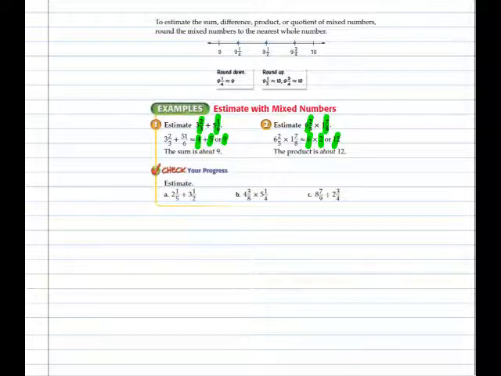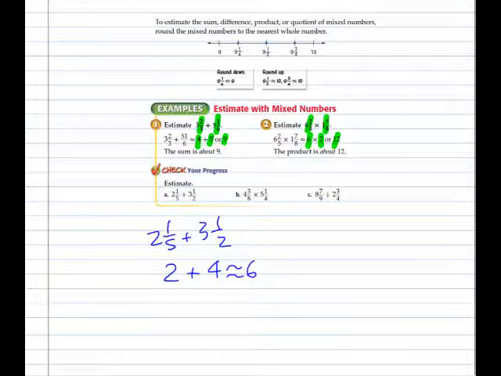In our examples, 2 1/5 plus 3 1/2. 2 1/5 we're going to round down to 2. Because we rounded that down, we're going to round 3 1/2 up to 4. Our sum then is approximately 6.